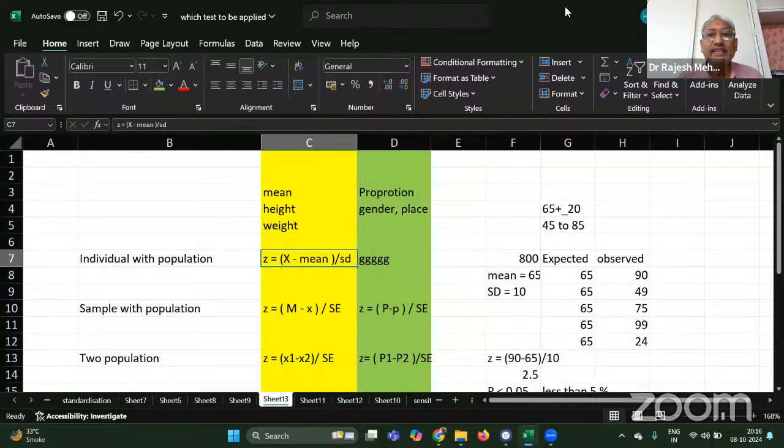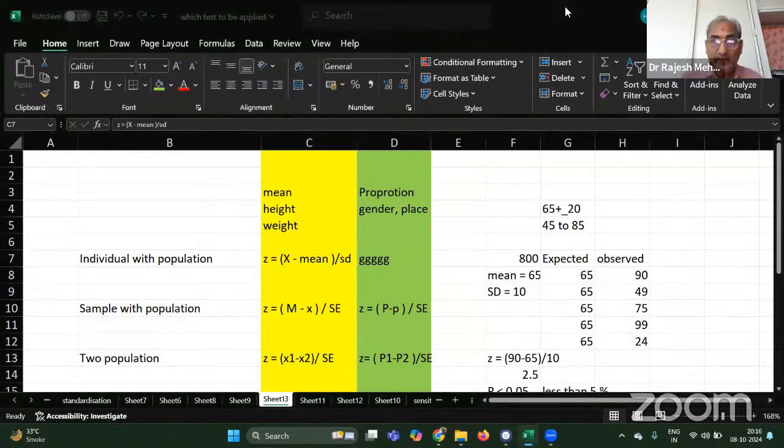Now, in this case, let's go for chat and let everybody give me one example where you can use that test for comparing between an individual and a population.